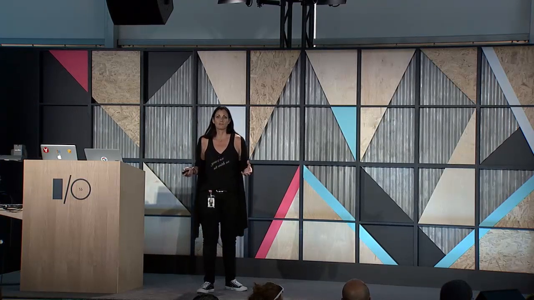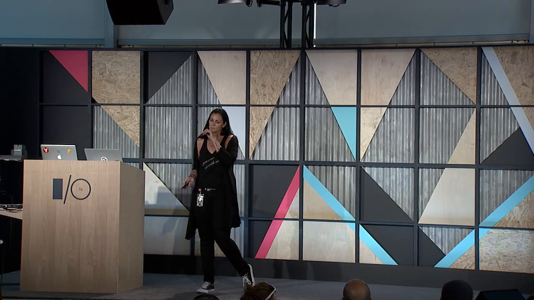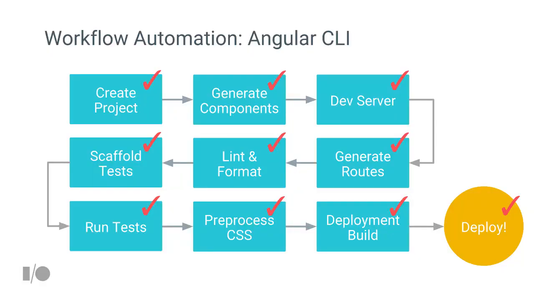And one of the first things that we did when we took a look at what we needed to do for a command line interface was, what's the natural developer workflow? And we found that it went something like this. You create a project, you generate components, you spin up your dev server, probably put some routes in there. You might want to clean up your code, so use a linter, scaffold, and run some tests. Maybe you do some pre-processing before you build and deploy. So I'm really stoked to say that the CLI we released a couple weeks ago has commands for all of these things. And you're going to get to see Kara use this live in her demo just in a minute.